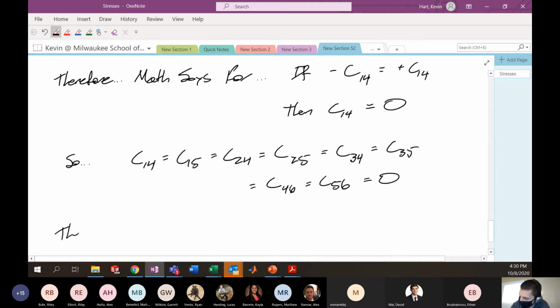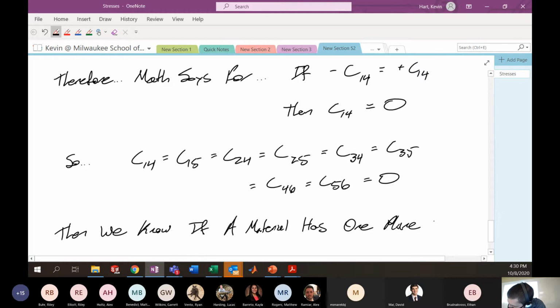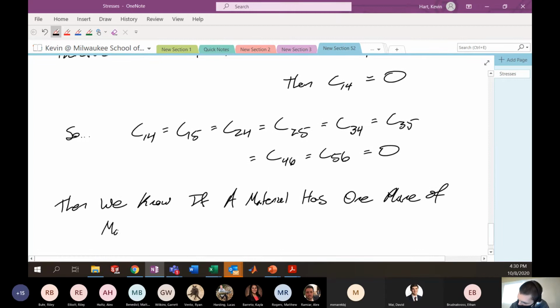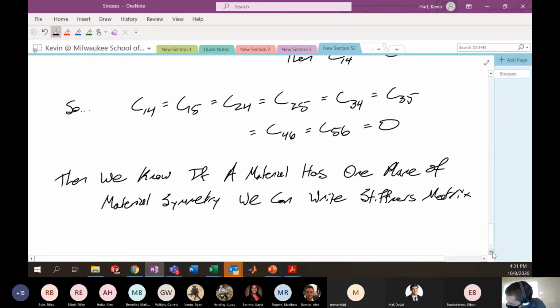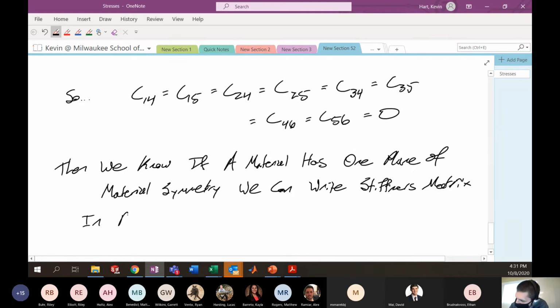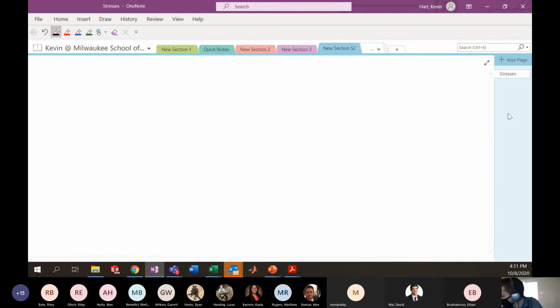Okay, so then we know if a material has one plane of symmetry, we can write the stiffness matrix in the plane of symmetry as the following. Yeah?